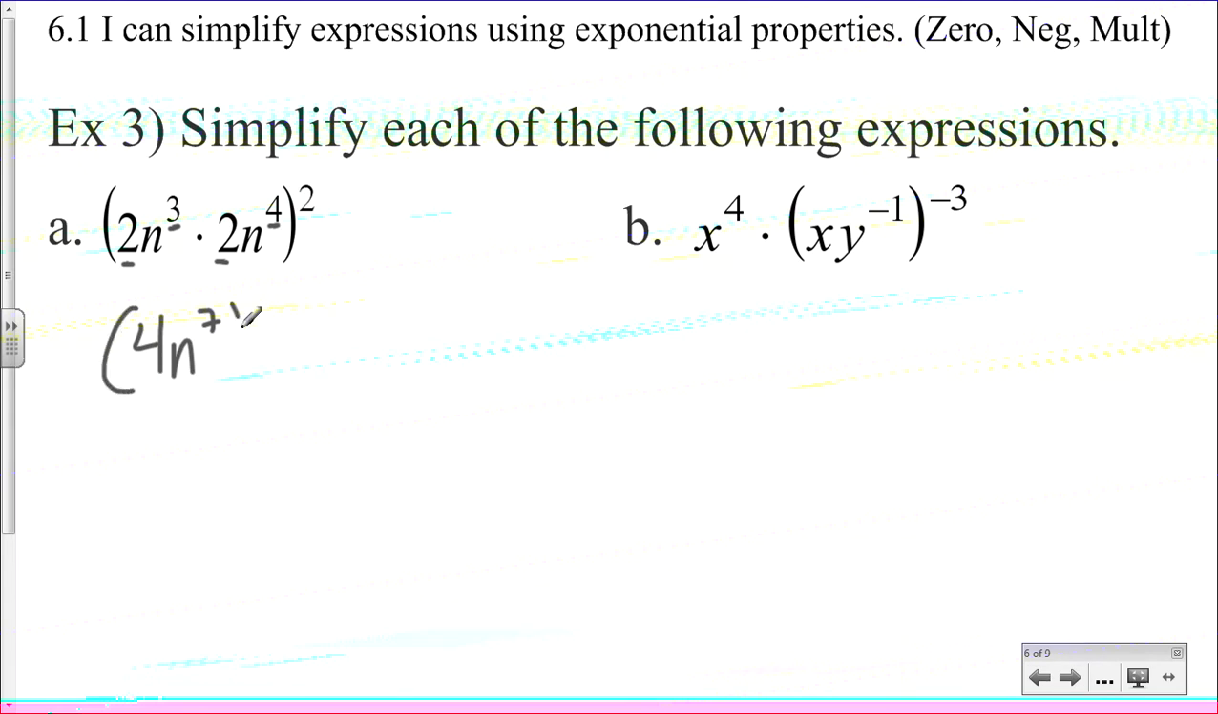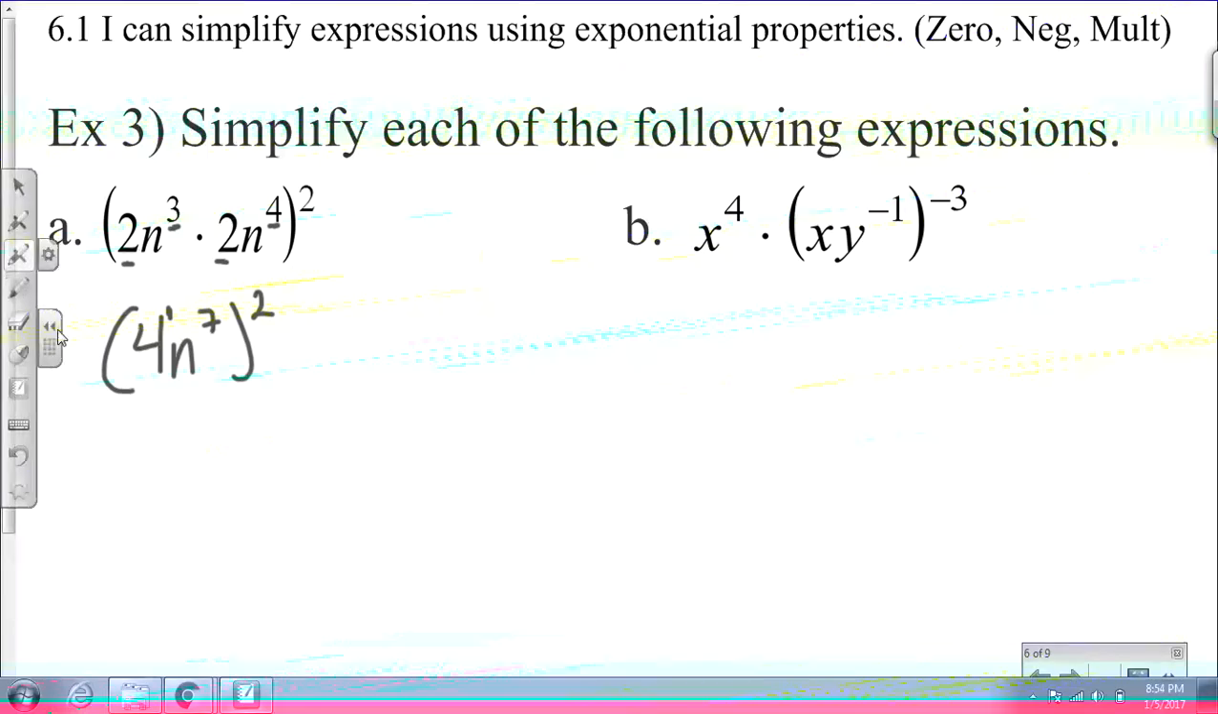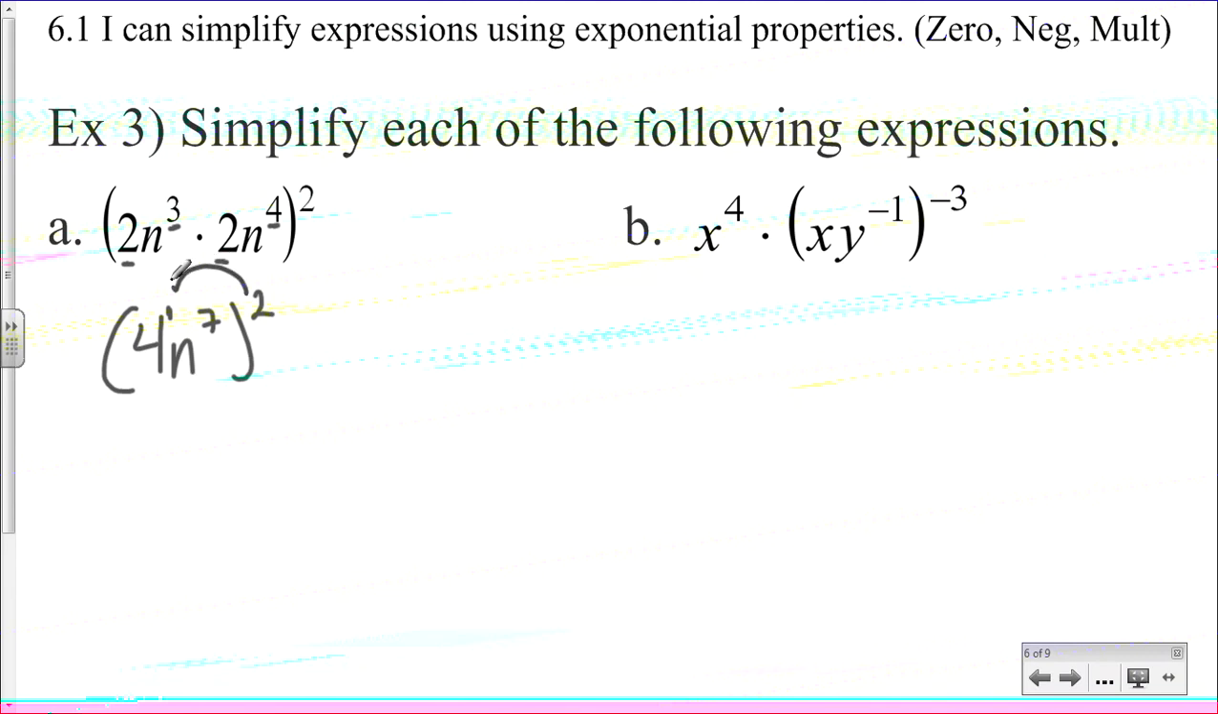Simplify the stuff inside the parentheses if you can. So we multiplied our coefficients, added our exponents, we're good. I'm going to put a little 1 here so I don't forget it. Then we are going to go ahead and eliminate our parentheses. So like I said, it's just kind of like distributing. Make sure you multiply the 2 by each of the exponents on the inside. So 2 times 1 gives me 4 to the 2nd. And 2 times 7 gives me n to the 14th.